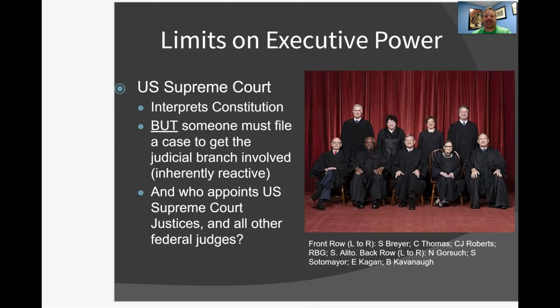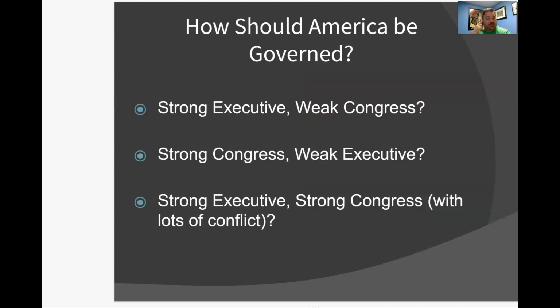So again, I guess the question I want you to wrestle with as students in my class, that at some point we will discuss, how should America be governed? Do we want a strong executive branch and a weak Congress? Do we want a strong Congress and a weak executive? Or do we want a strong executive, a strong Congress, and lots of conflict between the two branches of government?